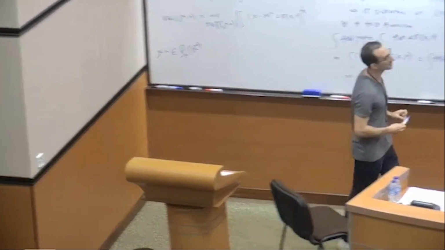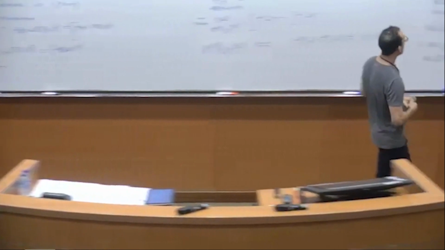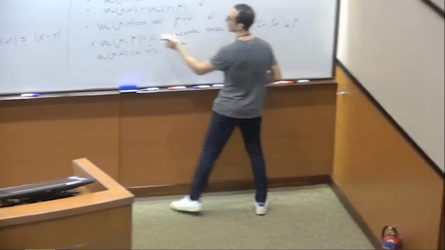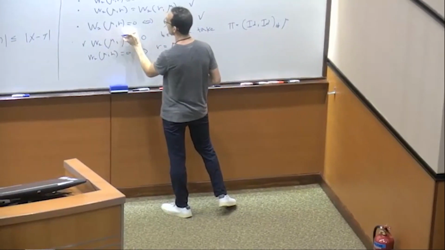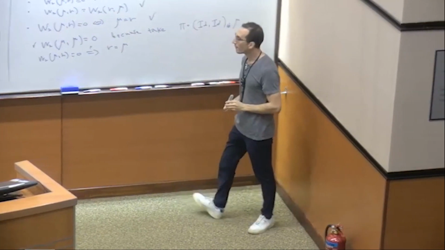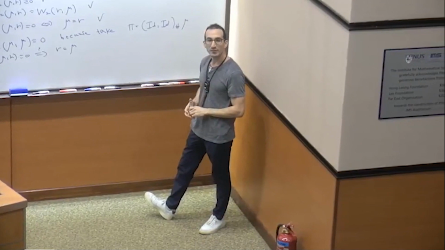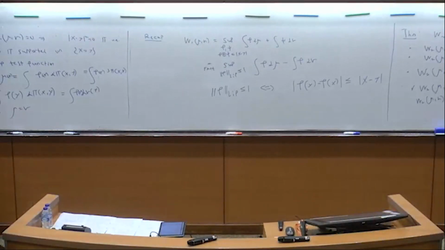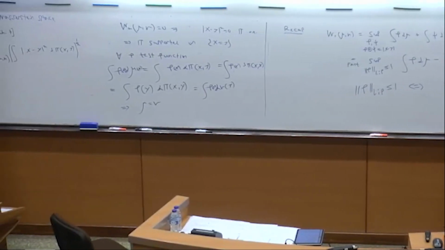So that completes the part that shows that W2 between mu and nu is equal to 0 if and only if mu is equal to nu. So what's remaining to be shown? Yeah, so the triangle inequality is what we have. That's the last part.